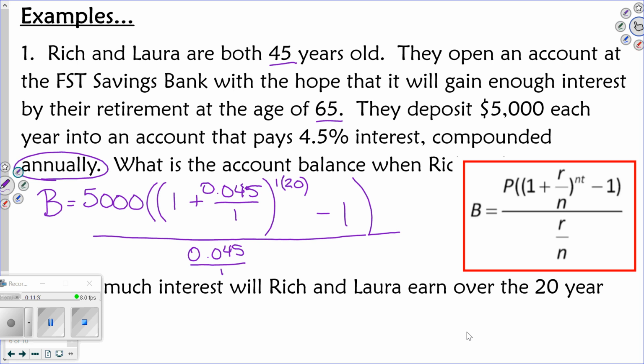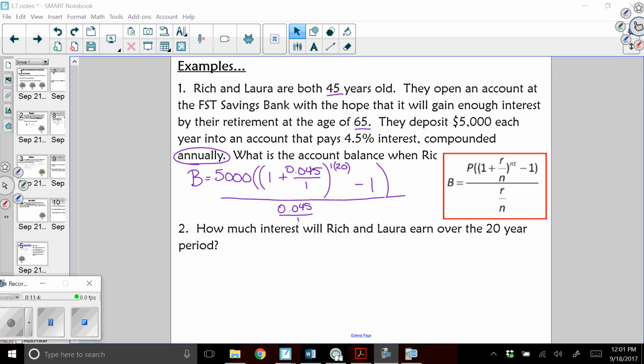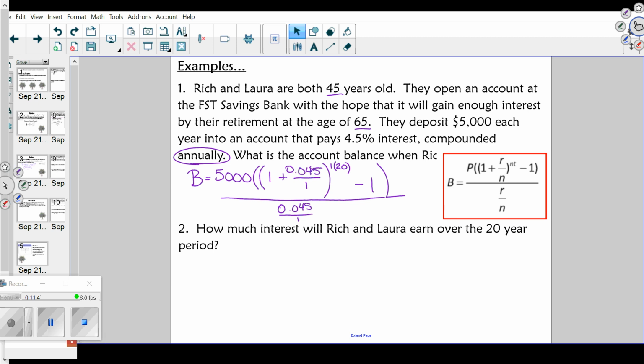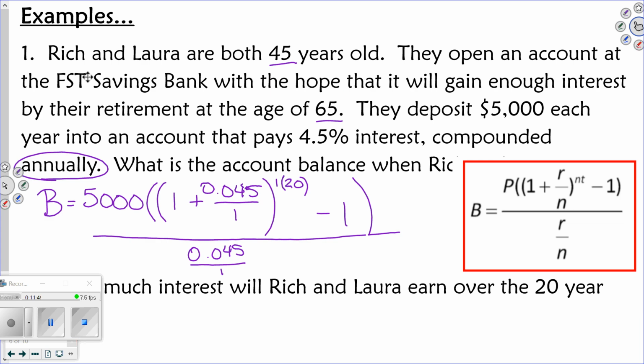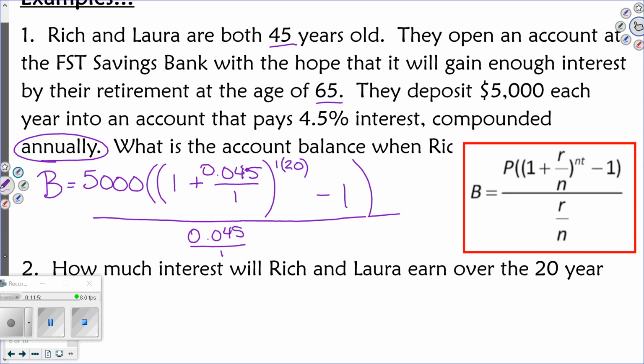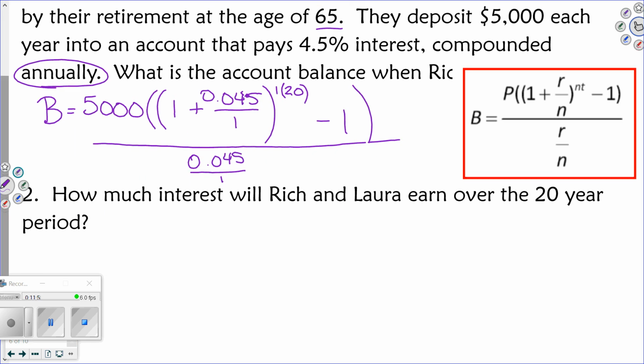All right, grab your graphing calculators, practice typing it in. Okay, let me give you a few seconds. All right, so back to the problem. Just make sure we got it in our notes good. So when you type all of that stuff in, you should have gotten $156,857.11.